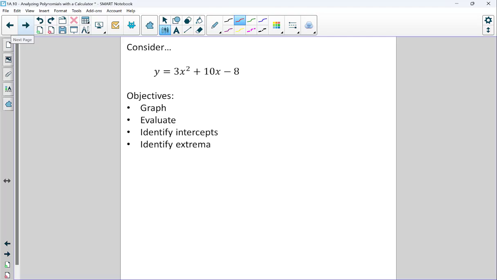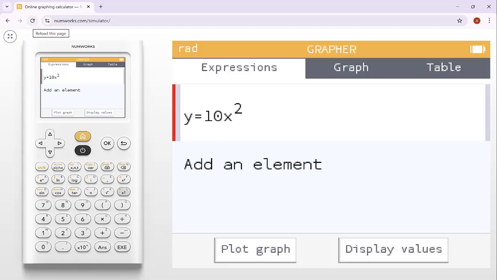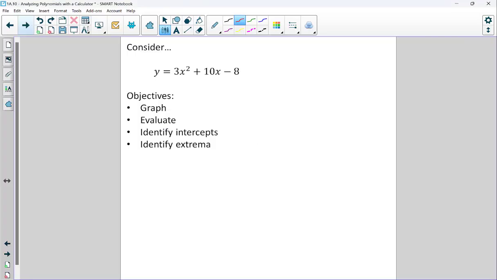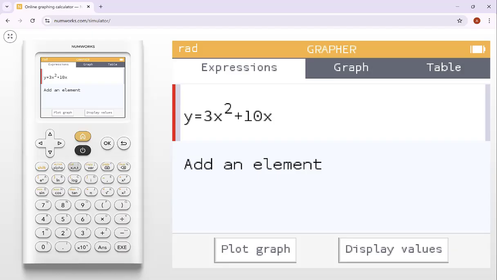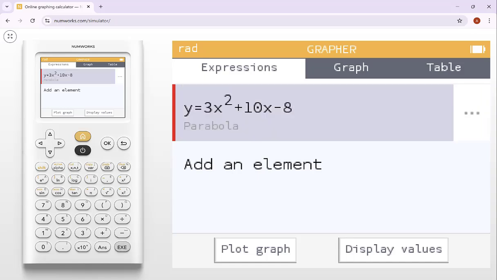Plus, 3x squared plus 10x. All right, let's edit. So let's change that 10 to a 3. I'm going to hit the backspace. 3x squared plus 10x, and then what was it? Minus 8. So 3x squared plus 10x minus 8. Hit execute to lock it in.